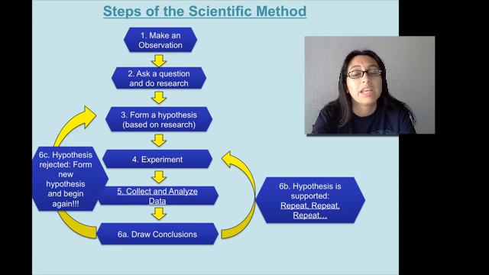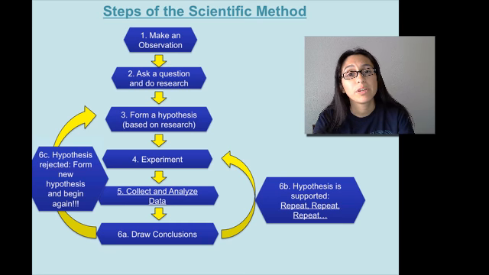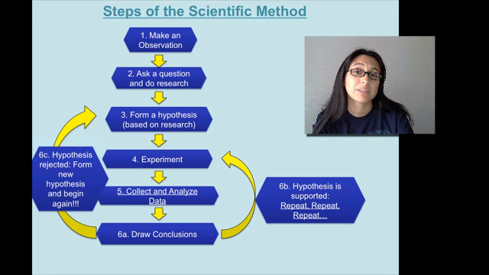Second thing, if your hypothesis is rejected. If your hypothesis is rejected, again, conclusion isn't the dead end there. You actually go back to step number 3. You form a new hypothesis. Just because your hypothesis was incorrect the first time doesn't mean you stop there. You form a new hypothesis, you experiment again, and you see if that's the possible answer.